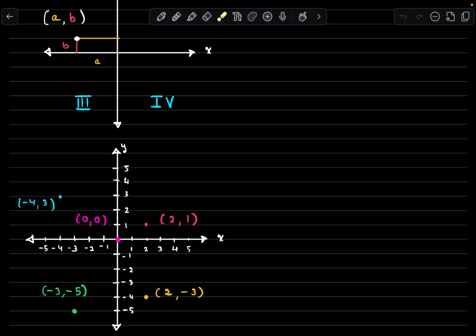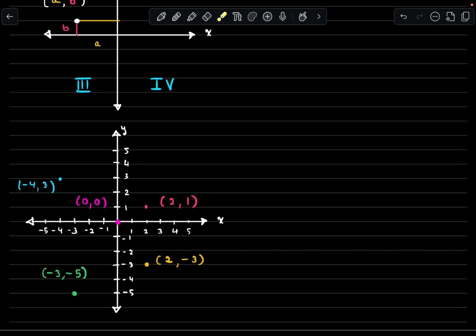We've got negative 3 comma negative 5 in green. So we went 3 to the left and 5 down. That's negative 3 comma negative 5. And the last one in yellow, you went 2 to the right and 3 down. Whoops, that one's plotted at negative 4, so we're going to bump that point up over here a little bit. Okay, so we went 2 to the right and 3 down, so 2 comma negative 3. Okay, so these are some examples of points that you might come across written as coordinate pairs.